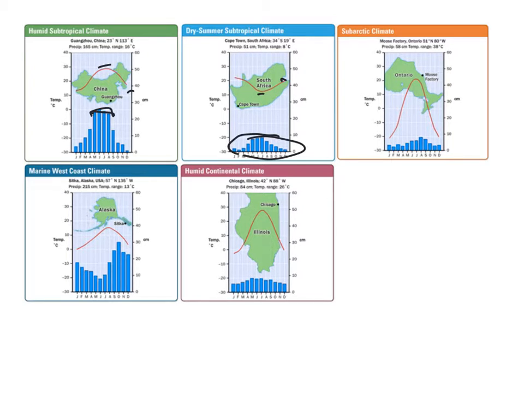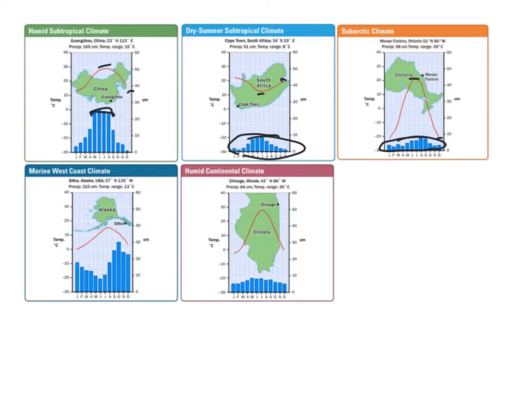Our subarctic, notice that we have about average precipitation. It's going to be about the same year round, but notice the change in temperatures. We have a significantly warmer summer than we do a winter here. So that's going to show us that there's a severe temperature change.